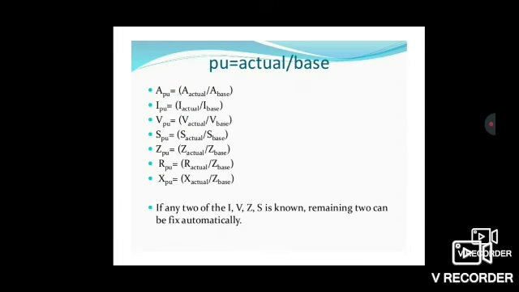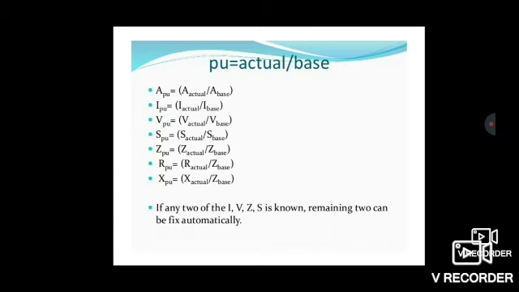Let us see the per unit value for some quantities. First, A per unit is equal to A actual by A base, I per unit equal to I actual by I base, V per unit equal to V actual by V base, S per unit equal to S actual by S base, Z per unit equal to Z actual by Z base, R per unit equal to R actual by Z base, X per unit equal to X actual by Z base. These are the formulas used to find the value of A per unit, I per unit, V per unit, S per unit, Z per unit, R per unit, X per unit.